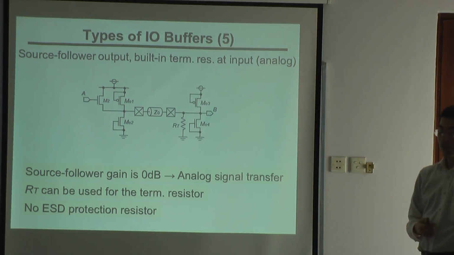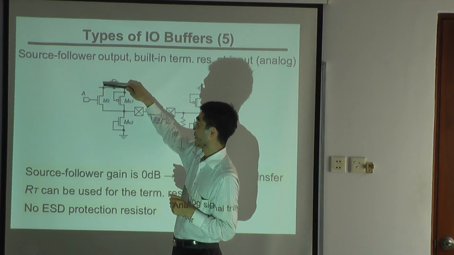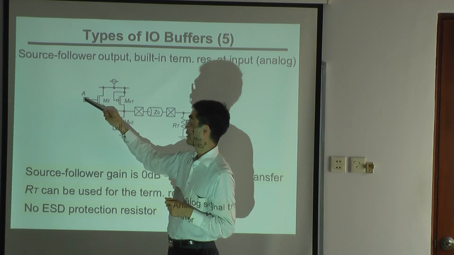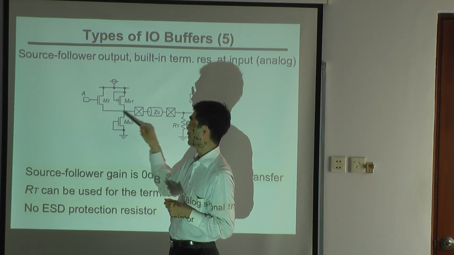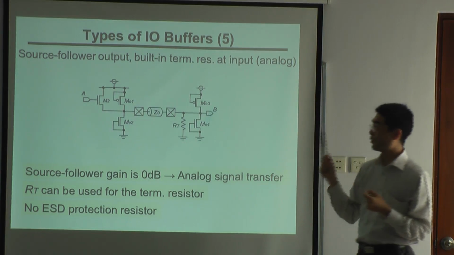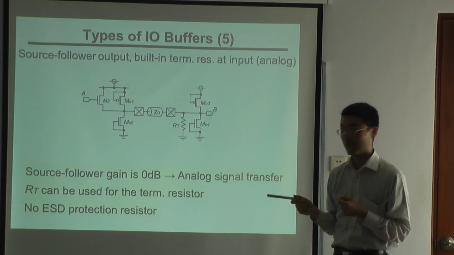And this is the source follower, with the gate connected to VDD, and so the output voltage is a copy of the input. We often use this for analog circuit outputs, for analog signals.